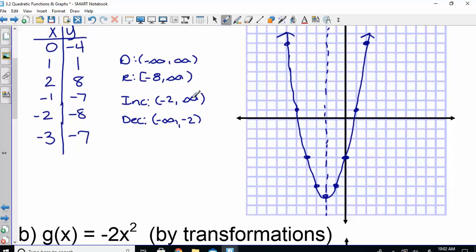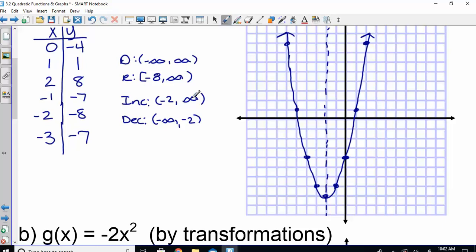I could ask you, where's the vertex here? Do you give me the ordered pair for the vertex? Negative 2, negative 8. Does this parabola open up or down? It opens up. Does it have a maximum or a minimum? Minimum. If I ask you what is that minimum value, I'm just saying what is the lowest y value, so that would be negative 8. So I could ask you a lot of questions about this.